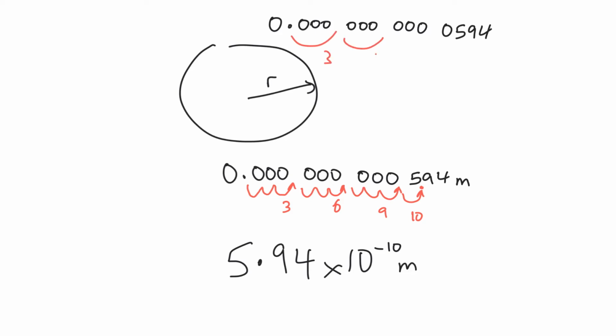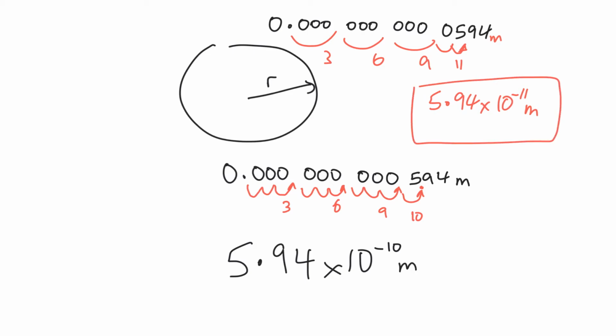So there's 3, there's 6, there's 9, there's 10. That gives me 0.594. So there are 11 steps, right? So the number would be, it's got units, 5.94 times 10 to the minus 11 of a meter. So 5.94 times 10 to the minus 11 of a meter is the radius of a hydrogen atom. So you can see we deal with very large and very small numbers.